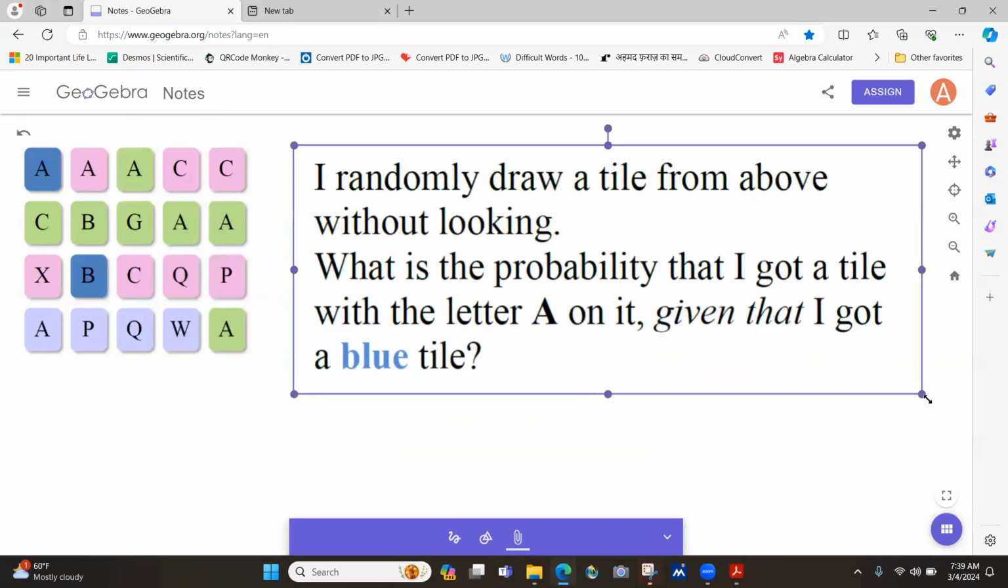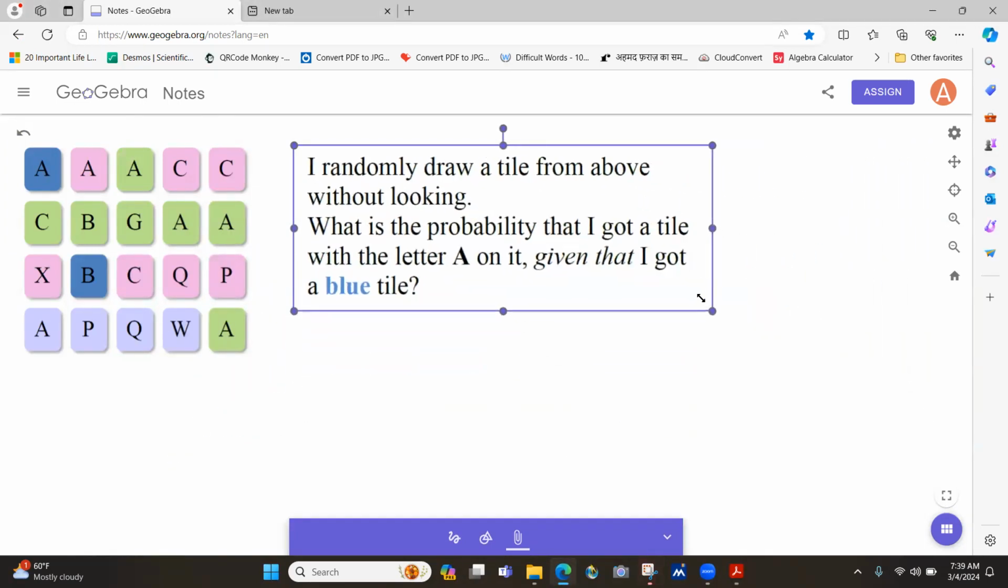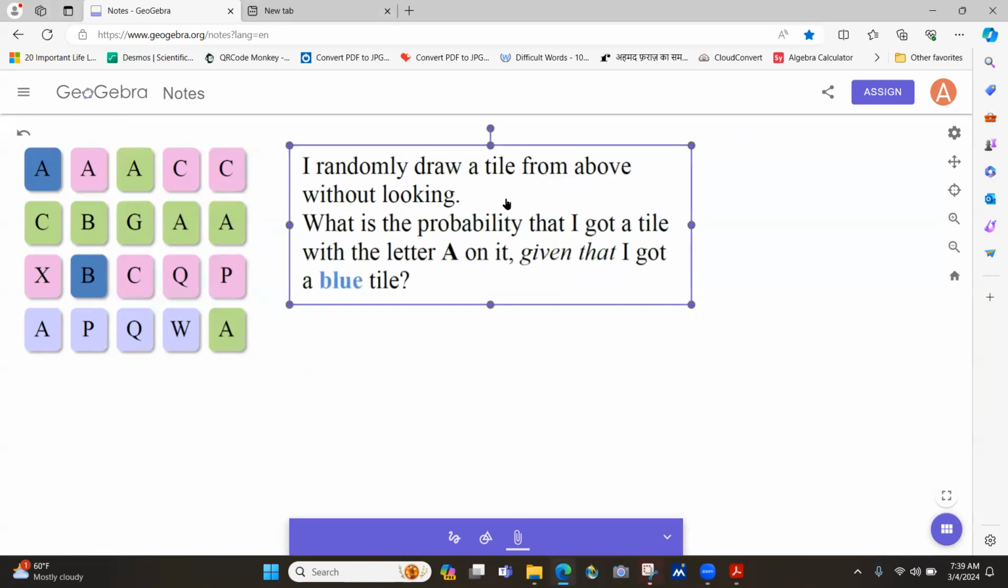I randomly draw a tile from above without looking. What's the probability I got a tile with the letter A on it, given that I got a blue tile? The moment I say I got a blue tile, okay, by the way, I'm going to say these are A and B. These 2 are blue tiles. I'm going to say A, P, Q, W. These are light purple tiles. You can say purple. And A, C, C, Q, C, P, X, these are pink tiles, and the rest of them are green.